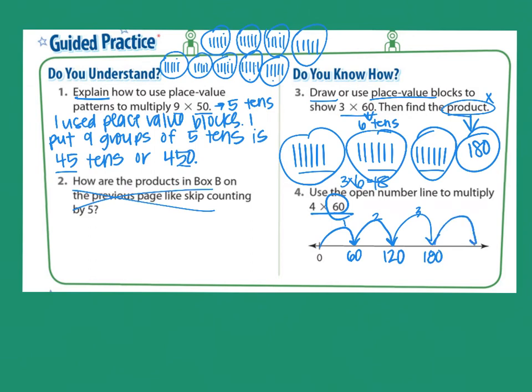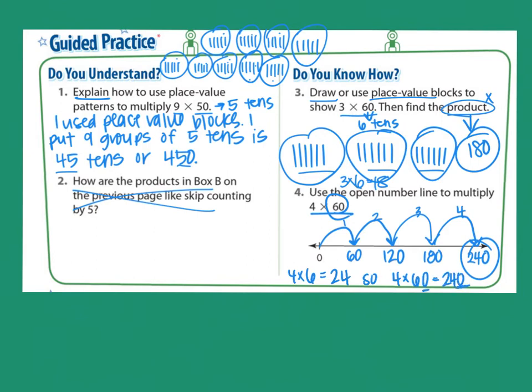And then I'm going to do one more jump of 60 to make it 4 groups. And if I do 6 times 4, I know that's 24. So if I add my 0, I get 240. So my answer is 240. 4 times 60, or you could say 4 times 6 is 24. So 4 times 60 is 240. Just add that 0 in.